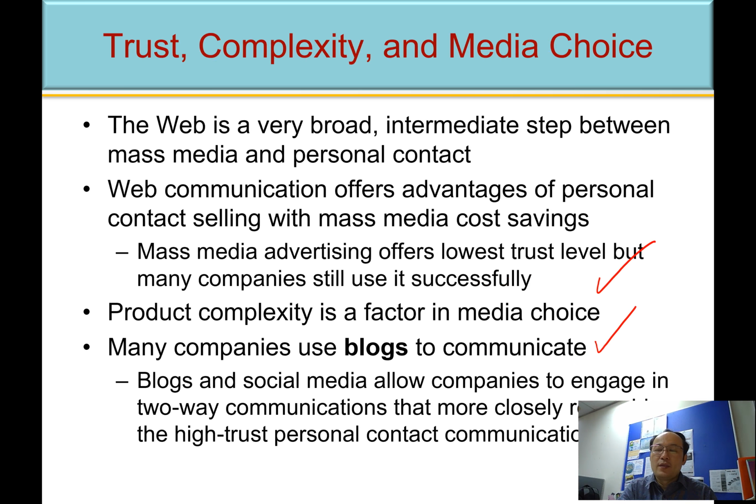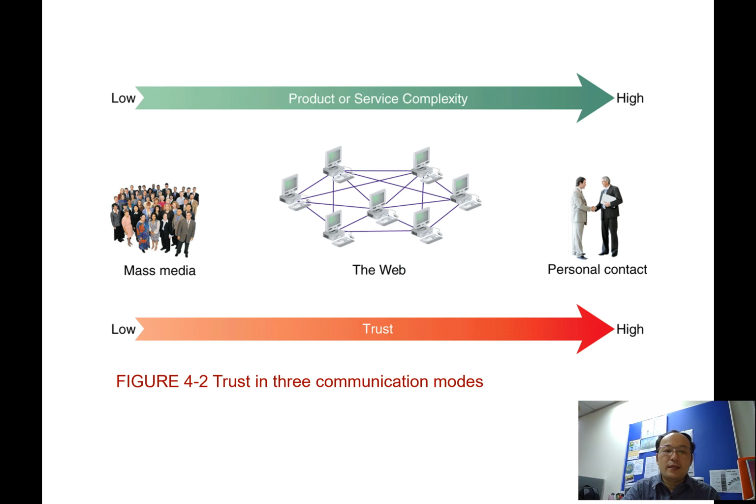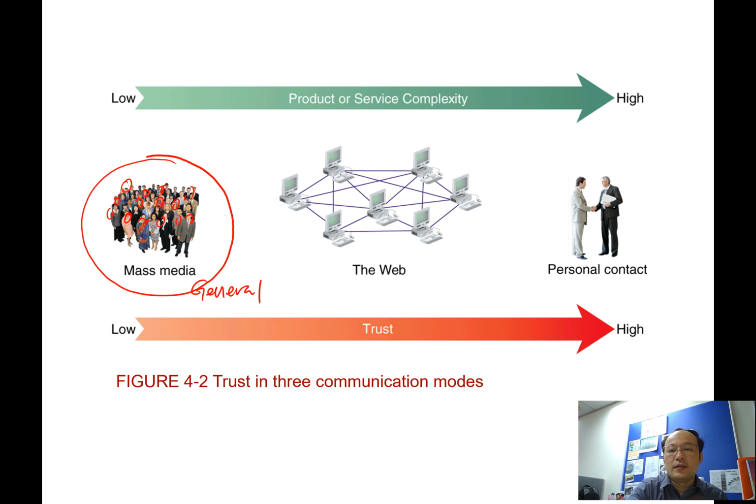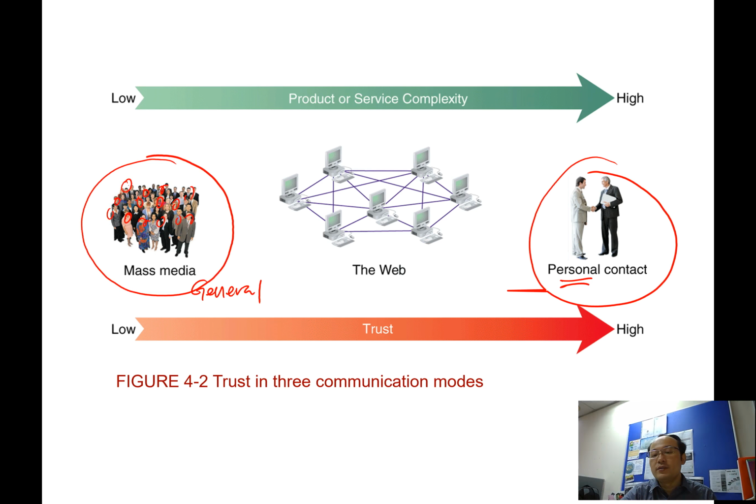So when we look at mass media, mass communication is not effective because there are many individuals inside the group, so your message is general. Whereas personal contact is more personal. You target the individual, you understand them, you have personal contact with them. So the trust increases, and the service complexity also increases.